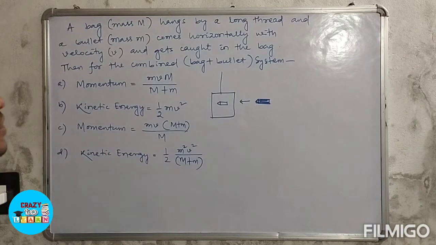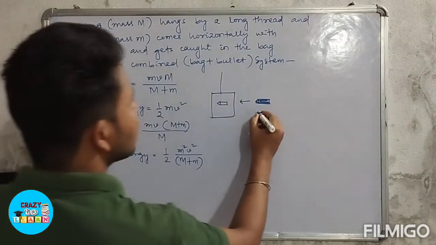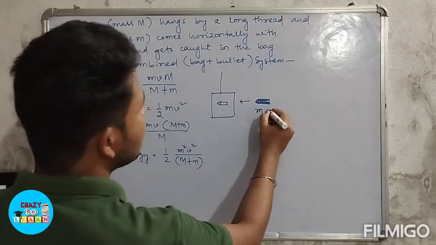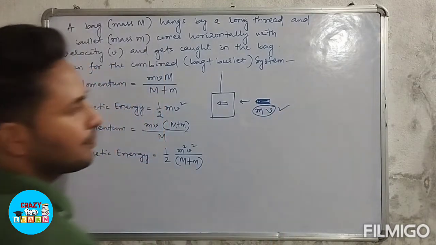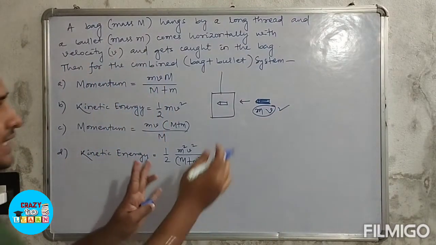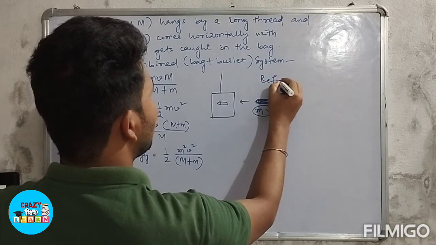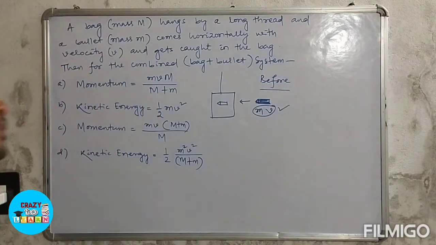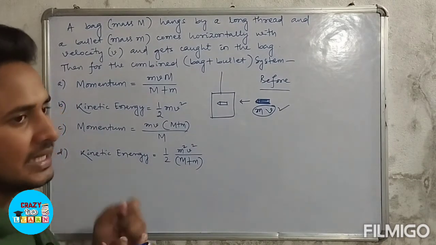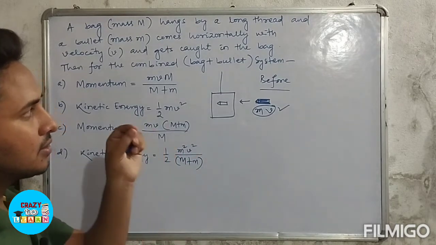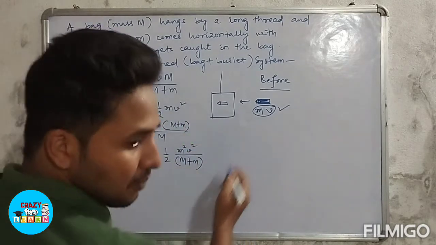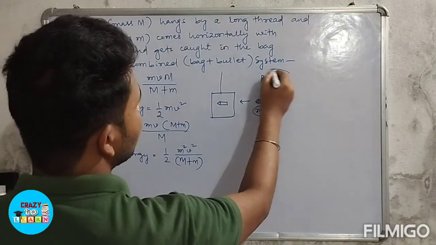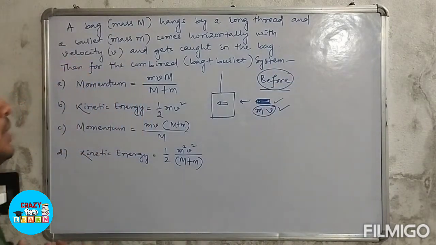The mass of the bullet is small m and it is moving with velocity v. So what will be the momentum of the bullet? mv. This is the situation before it caught into the bag. When the bullet is fired, the mass of the bullet is small m and it moves with the velocity small v. So the momentum will be mass into velocity. So before, the momentum is mass into velocity.